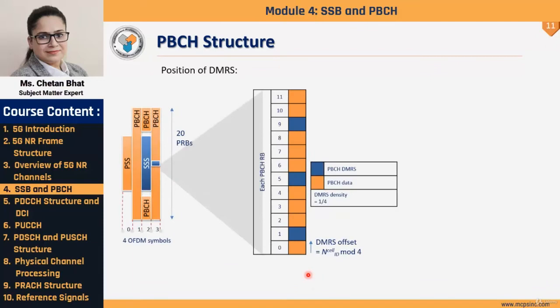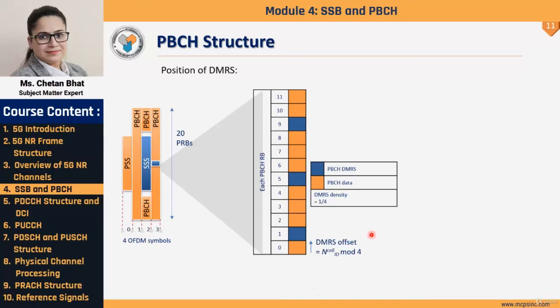Now the position of DMRS. Here you have symbol number 3, and the position of DMRS is 1 out of every 4 REs. So if you look here, these are your 20 PRBs. Out of that, let me say that this is your third symbol. You have the number of subcarriers as 12, starting from 0 to 11. Then this is your PBCH information, and the blue color represents the DMRS.